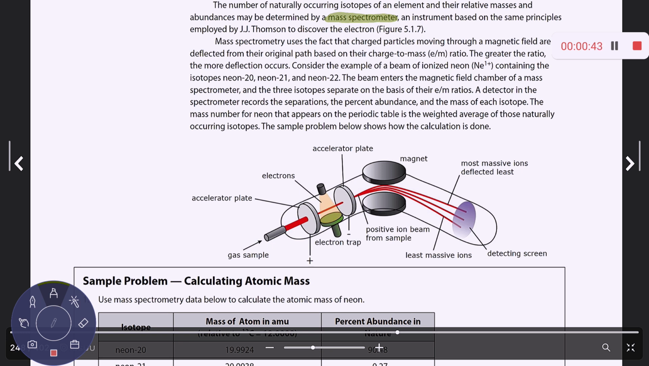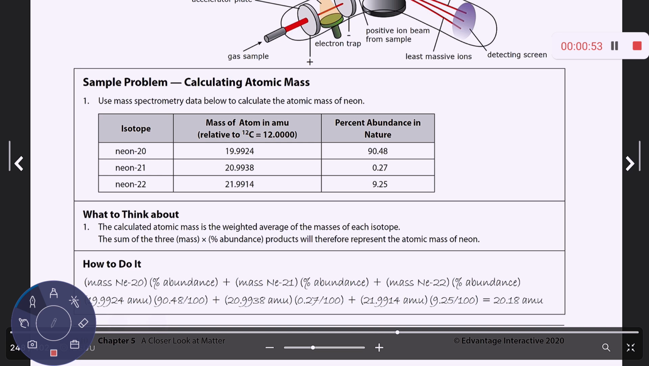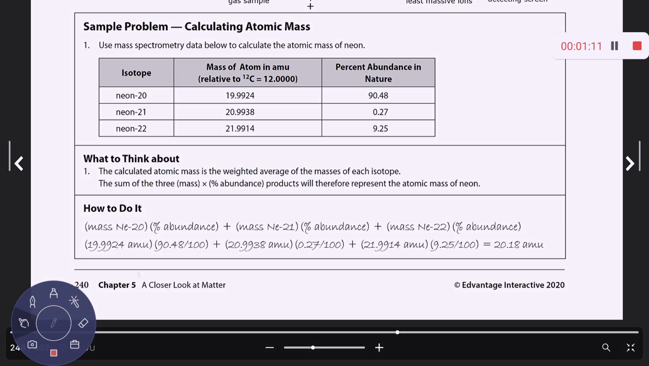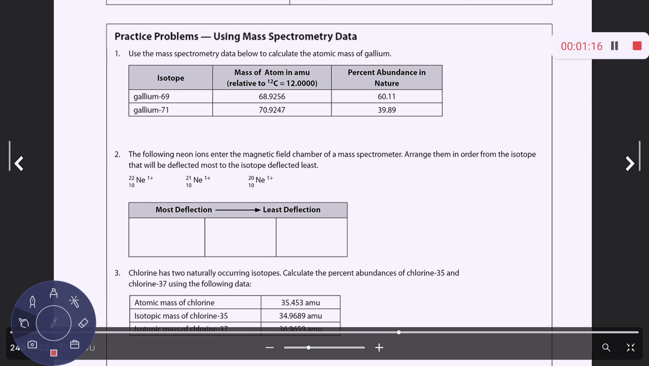So this is an example of what a mass spectrometer looks like, and the kind of data that you can obtain from it looks something like this. In this table, they're showing you the 3 different isotopes for neon, the masses of each, and their percent abundances in nature, which should add up to 100. So what do we do with this data? We use this data to calculate the average atomic mass for an element.